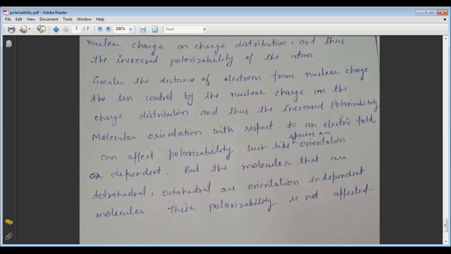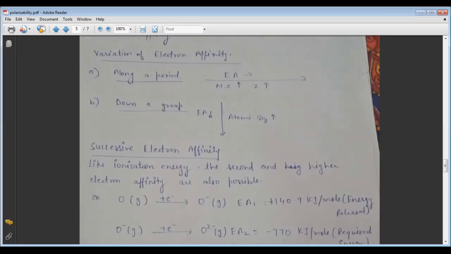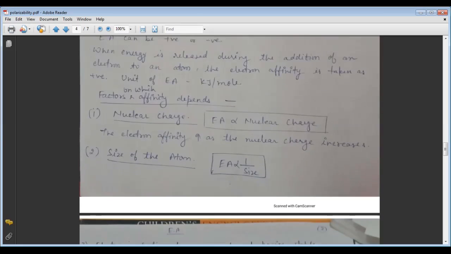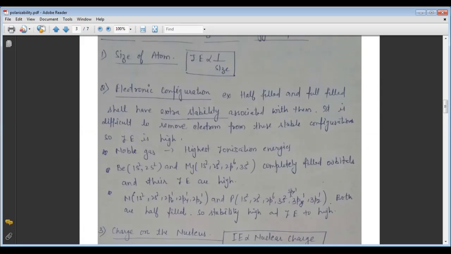So these are the topics covered in this lecture. First topic is the ionization energy. I hope you understand all. Second is the electron affinity, and the third is polarizability. Here is one question: explain why the ionization energy of nitrogen is greater than the ionization energy of oxygen. So now I stop my lecture.